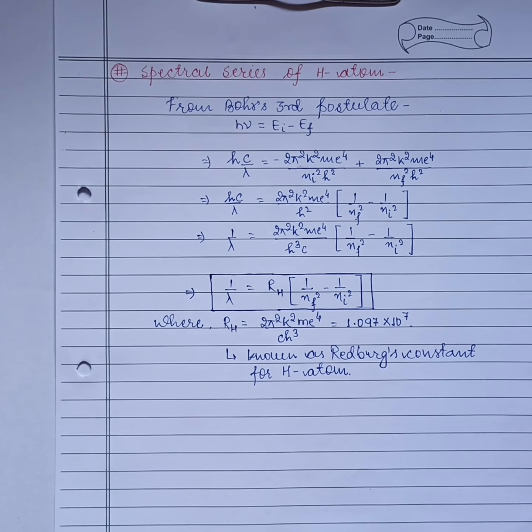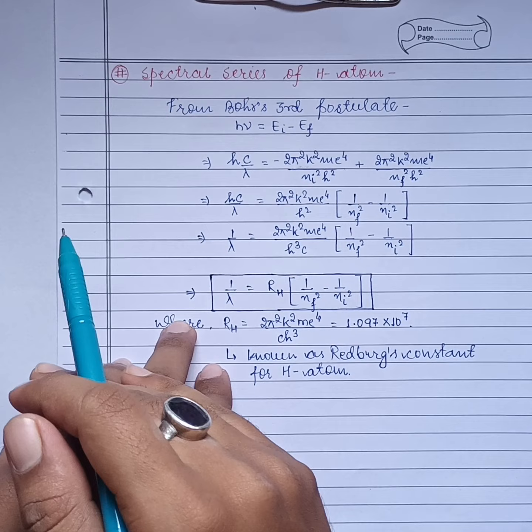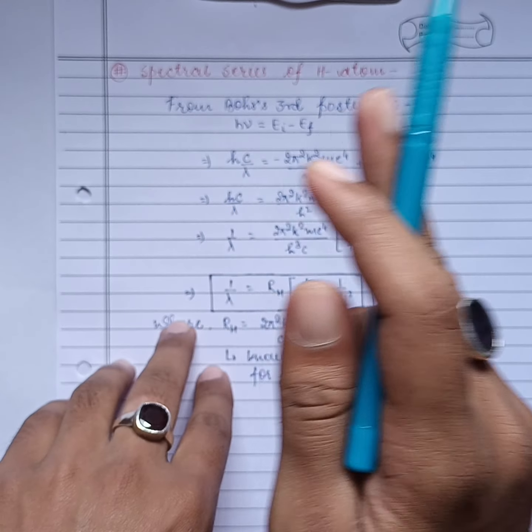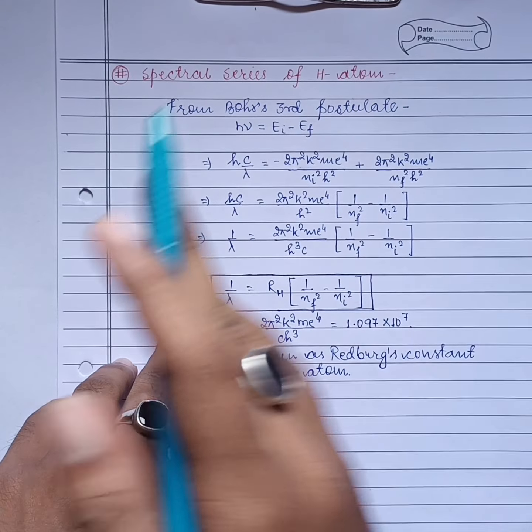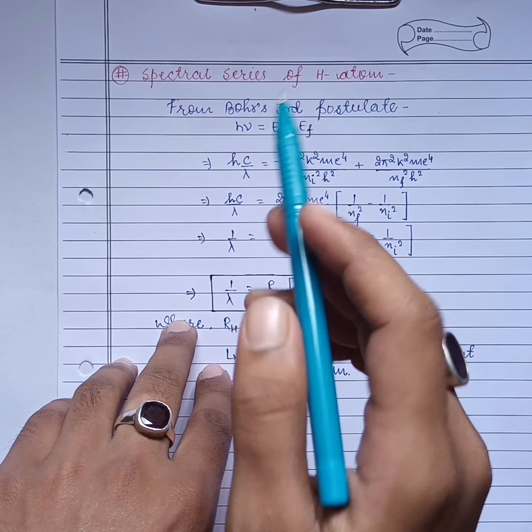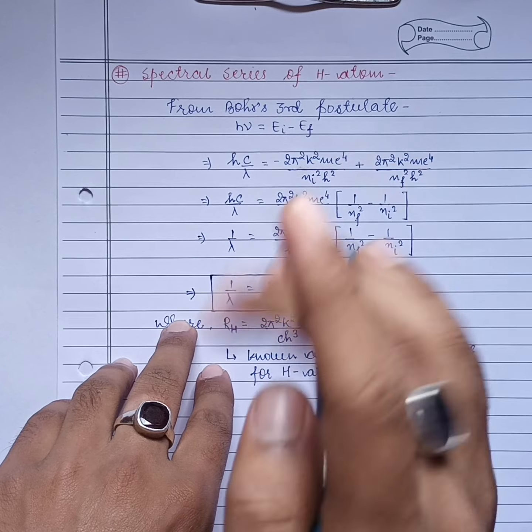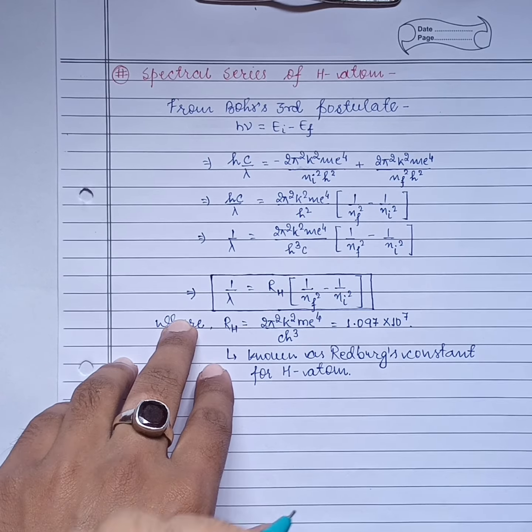Hello students, in this video we will be discussing the spectral series of the hydrogen atom. We have discussed atomic spectra, that is, the formation of 7 different colors in a series, or the formation of black lines in a series. Similarly, let us find the formula for the wavelength of the light emitted or absorbed by the gas kept in the gas tube.